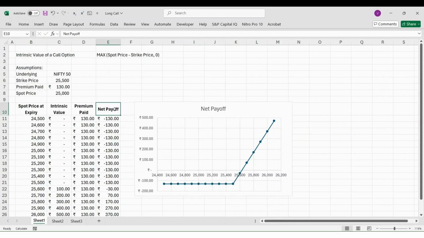Remember, Nifty is going to expire only at one of the levels. If Nifty expires at 24,700 at expiry, you're going to lose the premium paid. But if the Nifty goes to 25,700, you make a 70 rupee profit. And that is how you model a long call.